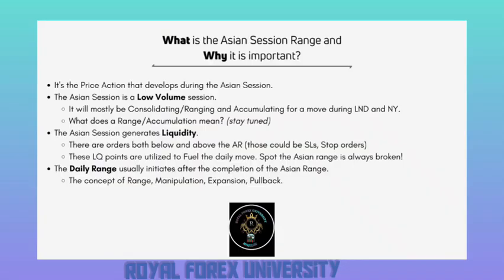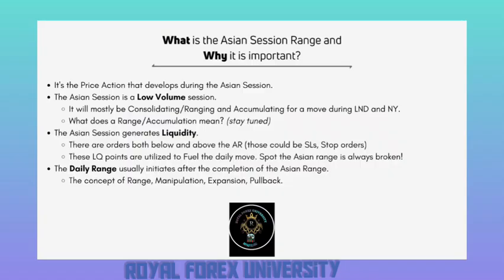But let's say that mostly the Asian session range will be consolidating and ranging and accumulating for a move during London and New York, which in my opinion are the best sessions to trade, right? You can just pick one of those and you can simply crush it, right? Again, what does a range and accumulation mean? I'm going to explain this in the next slide, so stay tuned, because actually understanding what that means is going to help you to understand why the Asian session range is also so important, okay?